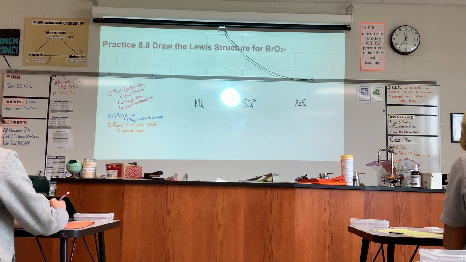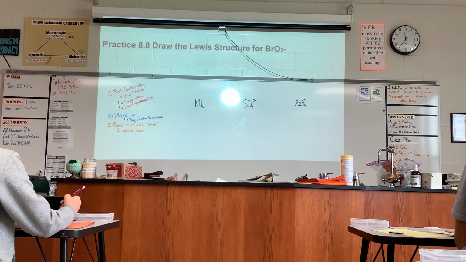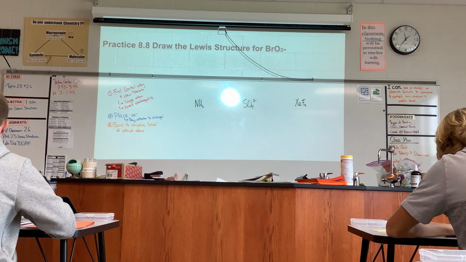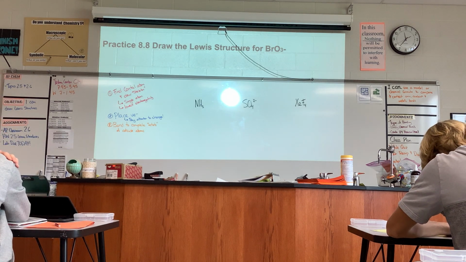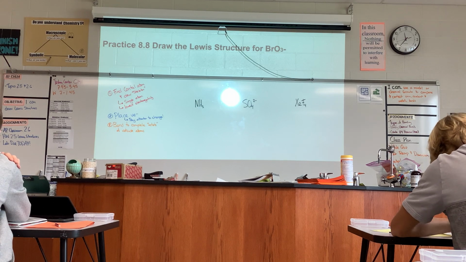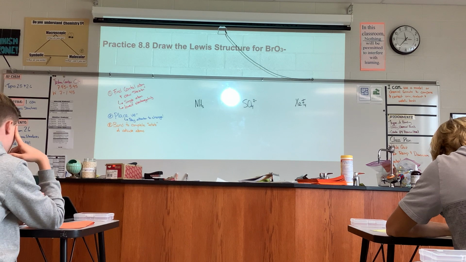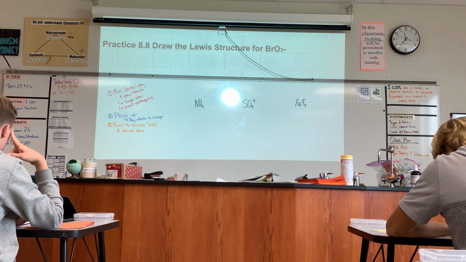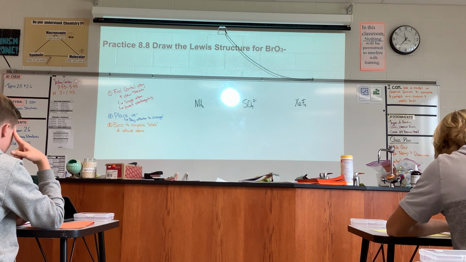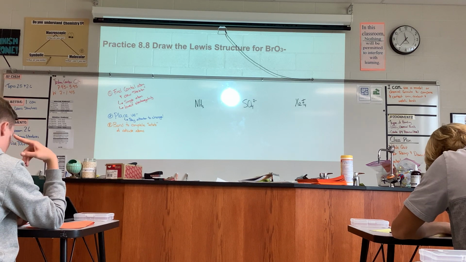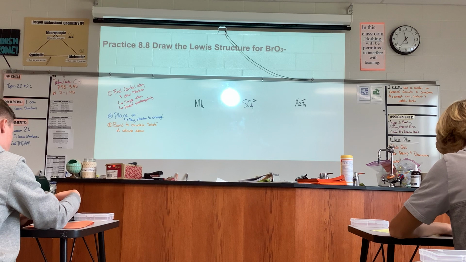2, 4, 6, 8, 10, 12, 14, 16. Oh, wait. I forgot. Because, look. Yeah, it's 2 minus. So you add the 2 extra to the S, and then it has 2 on each side, and you can make a double bond.